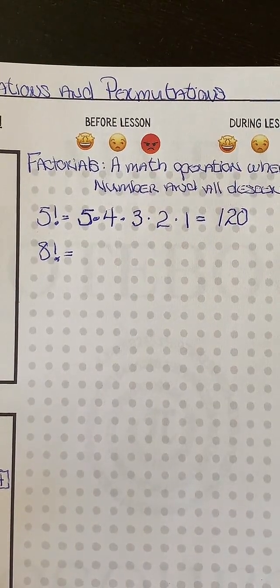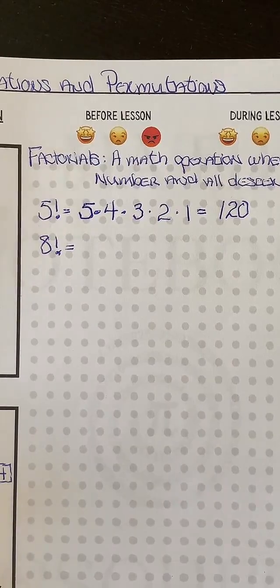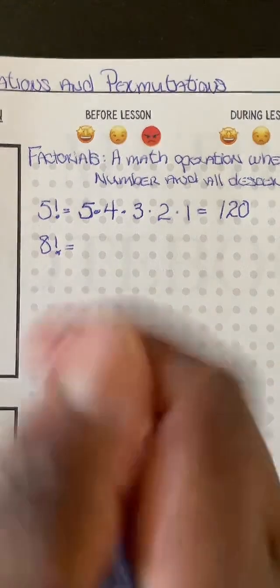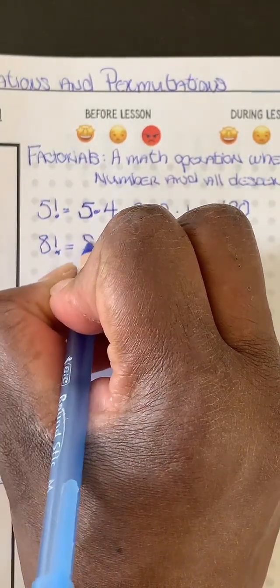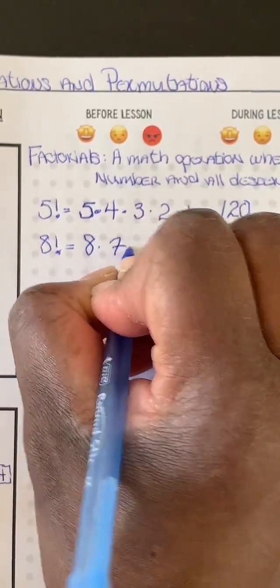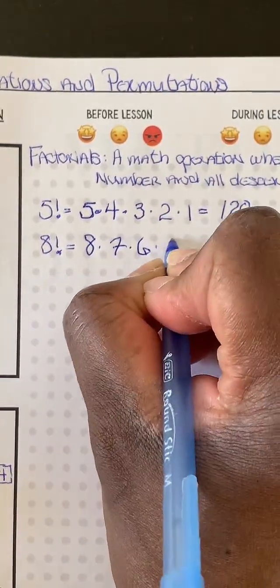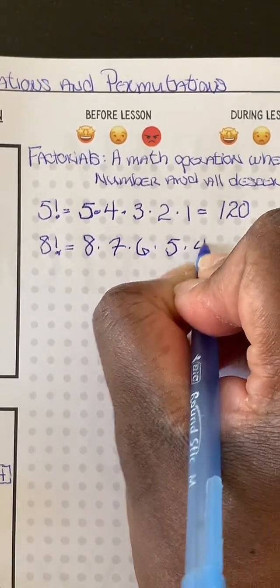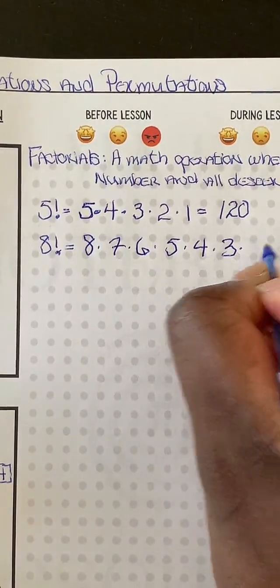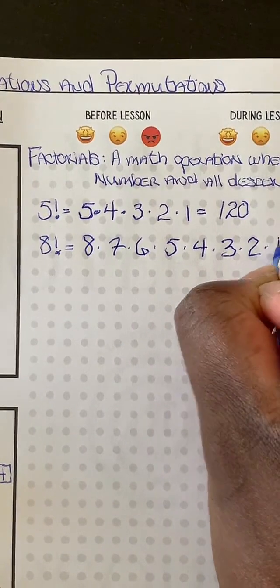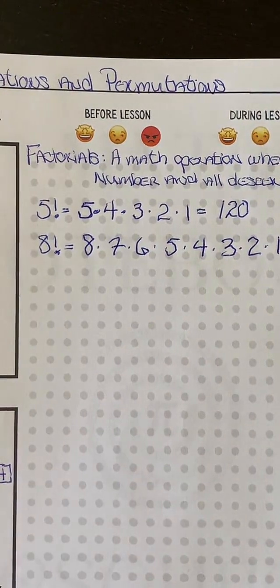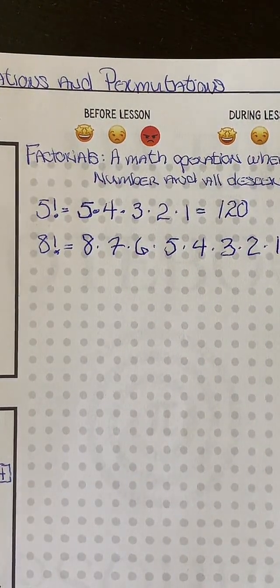Okay, hola. All right, same with 8 factorial. That means we're doing 8 times 7 times 6 times 5 times 4 times 3 times 2 times 1.